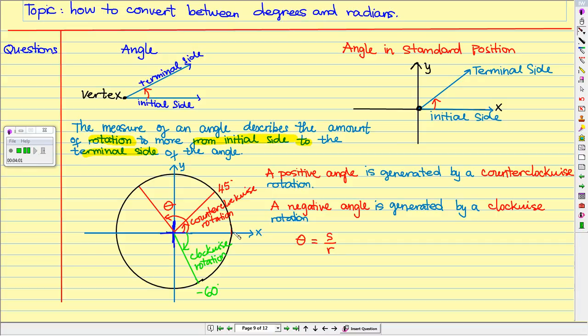Now, the arc length is the length of the arc that intersects the angle theta on our circle. So the distance from here to here, this is the arc length. We call that distance S. And the radius, of course, we know is half of the diameter.